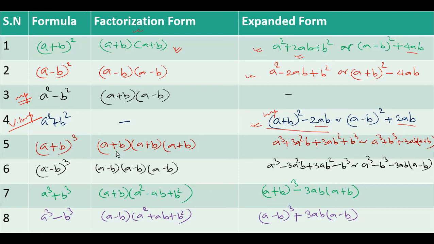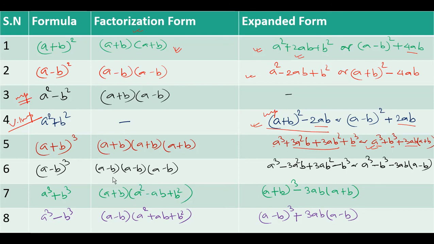Similarly, a plus b whole cube equals a plus b times a plus b times a plus b. This is the factorization form, or the factors of a plus b whole cube. And the expanded form is a cube plus 3a square b plus 3ab square plus b cube, or simply a cube plus b cube from first and last. And these two terms, 3a square b plus 3ab square, we can take 3ab common, then it remains a plus b. So this is another form of expanded form.